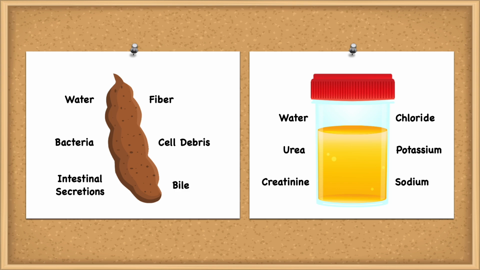Both contain water since there's only so much water the body can hold and use at once. The feces are also composed of fiber, bacteria, cell debris, intestinal secretions, and bile. Urine is composed of urea and creatinine, which are produced in the body as part of protein and muscle metabolism, as well as electrolytes like chloride, potassium, and sodium.